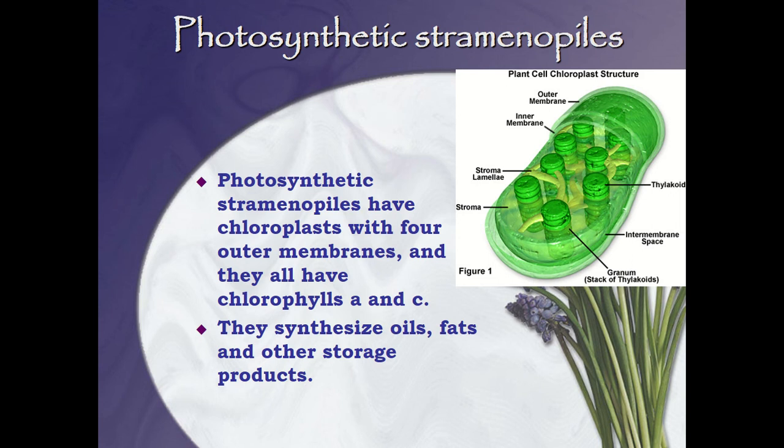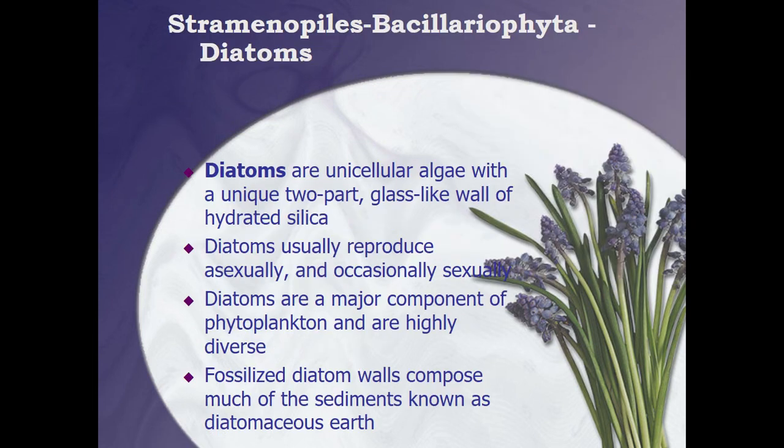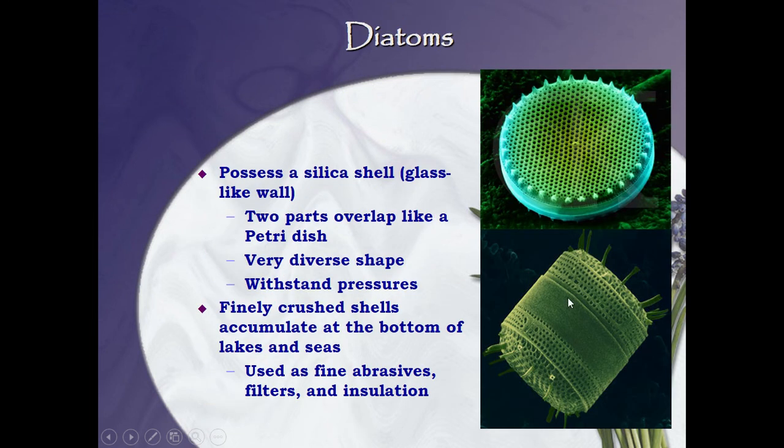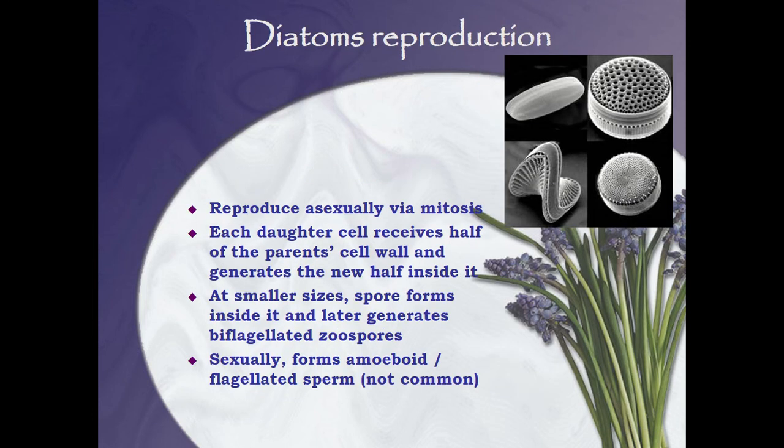Next, we're gonna look at the photosynthetic stramenopiles, in which they synthesize oils and also other storage products. And another example of stramenopiles are diatoms. Diatom is usually a unicellular alga, and they usually reproduce through asexual and sexual reproduction. And it possesses a silica shell, as you can see over here. And they also have finely crushed shells that accumulate at the bottom of the lakes and also in the sea. This is how the diatom reproduces, sexually and also asexually. Asexually is via mitosis. Sexually, they will form an amoeboid egg and flagellate sperm.